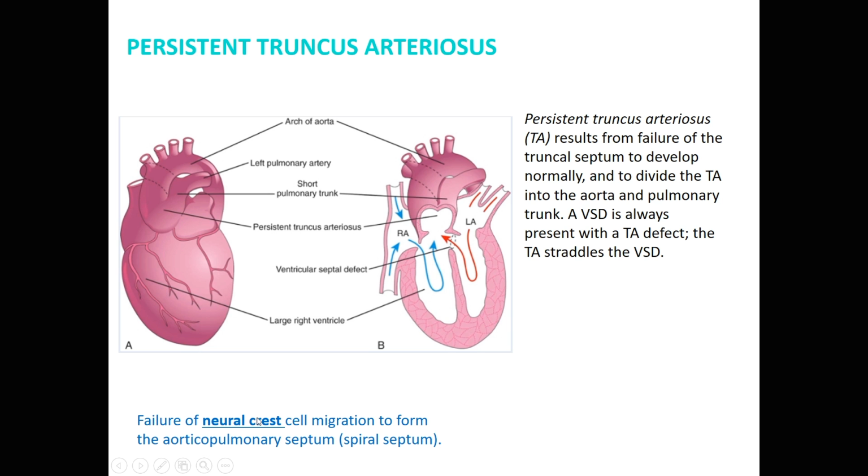So this is due to failure of neural crest migration to form that septum. And what happens is then the blood from your right and left ventricles contract and push up into both of these areas, and they mix together. This is very dangerous.